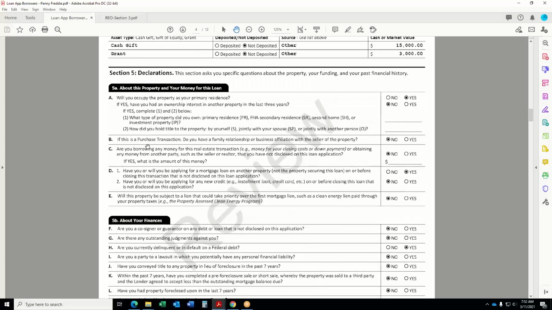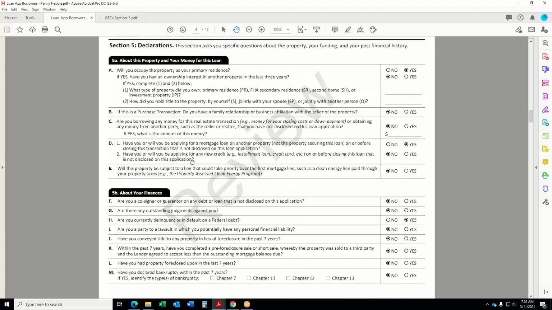Section 5 is the declarations questions, and this is, to me, one of the biggest changes that we've seen. The questions have really been revamped. We're going to go over them here today, but I also encourage everybody to spend some time, reread them, make sure that you have a good understanding of them.